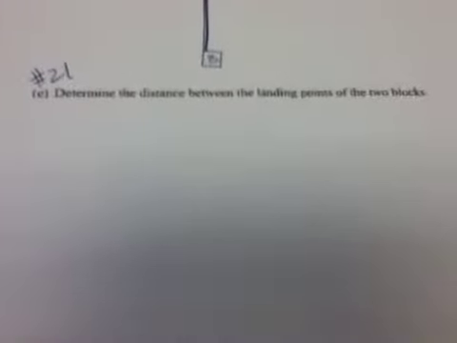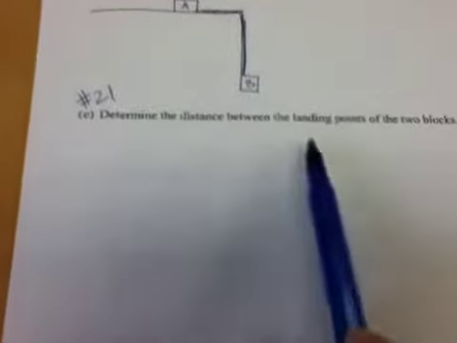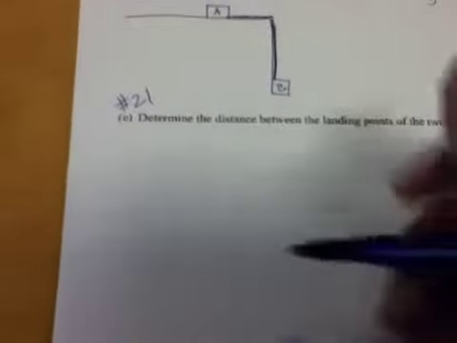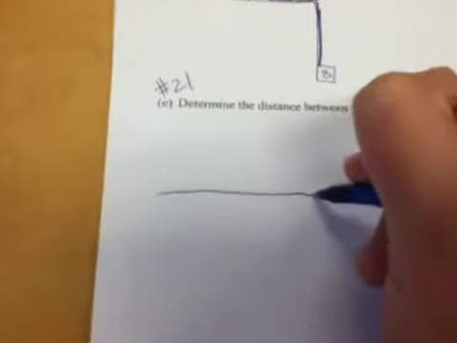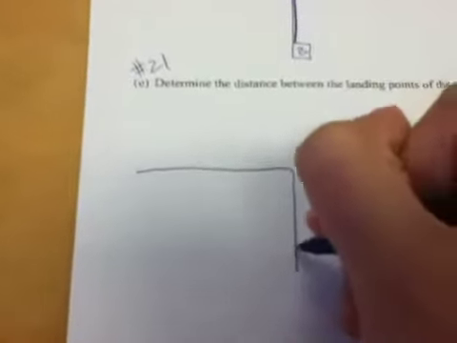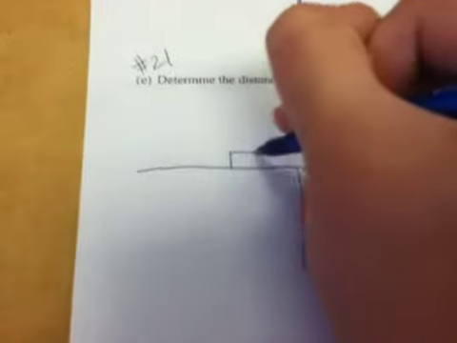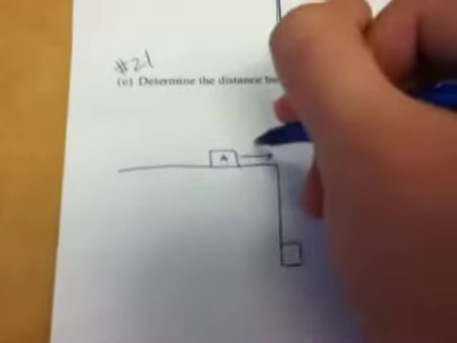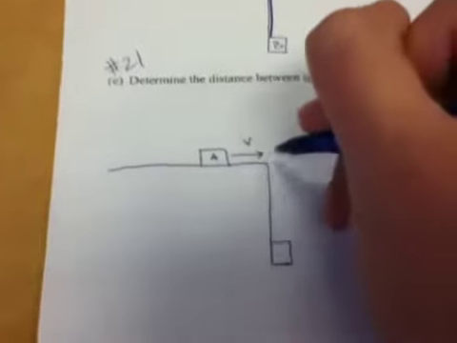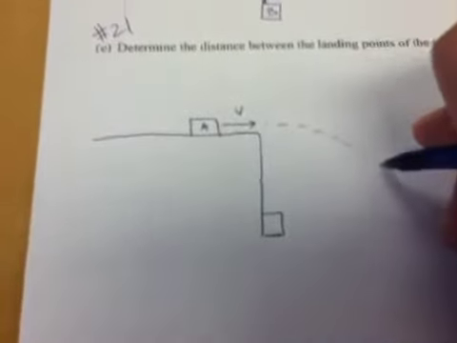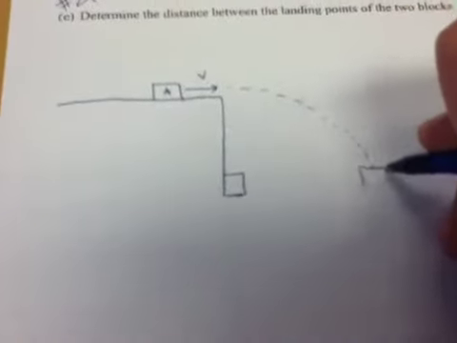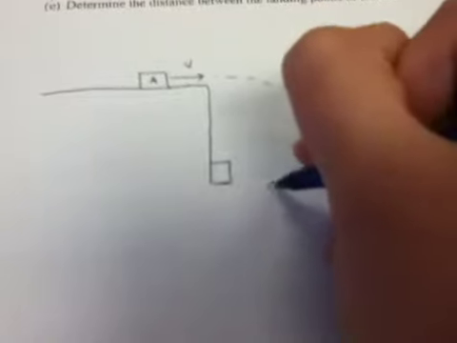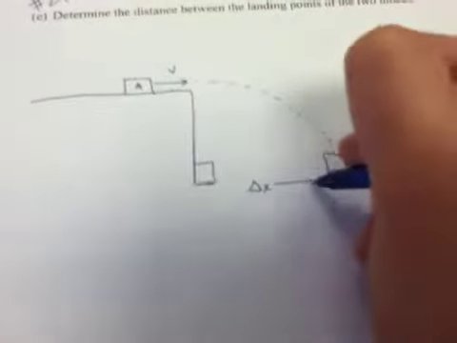All right, so in part E, it wants to determine the distance between the landing points of the two blocks. So we see that we have this block right here, and this block, like we said, is zooming along with a constant velocity v. This is the velocity that's going to be going off the edge. So this is pretty much the path of that block. And so we see that this is some change in x here, and that's what we're looking for. We're looking for that change in x.